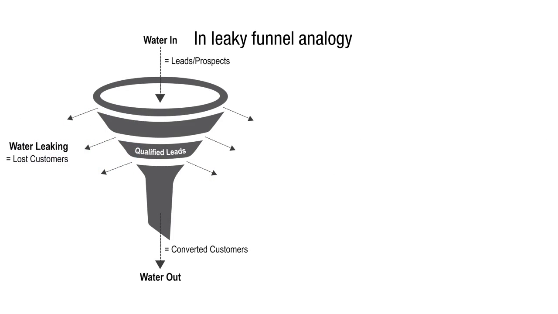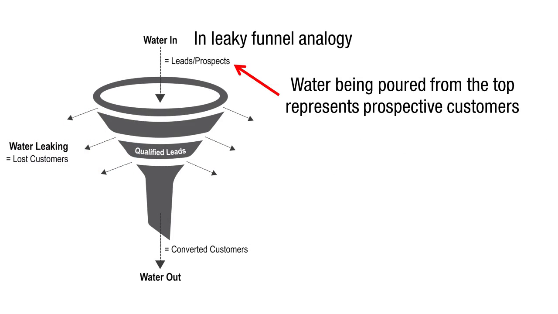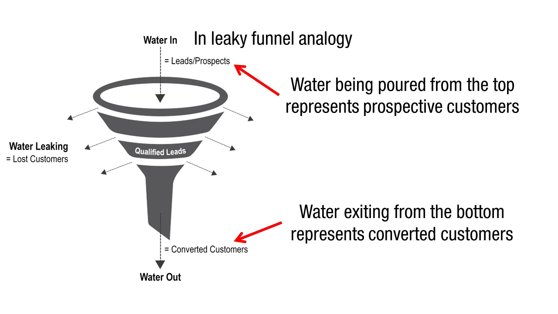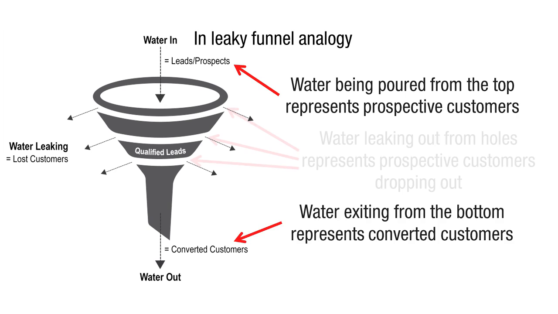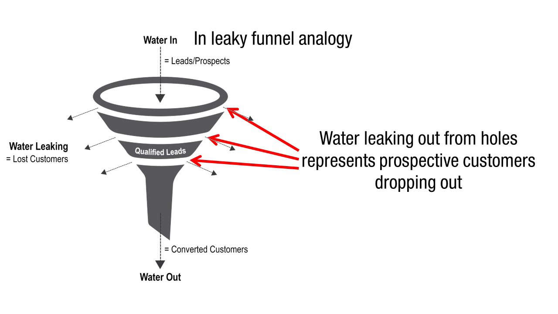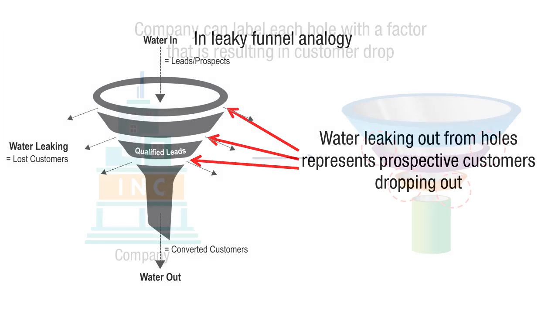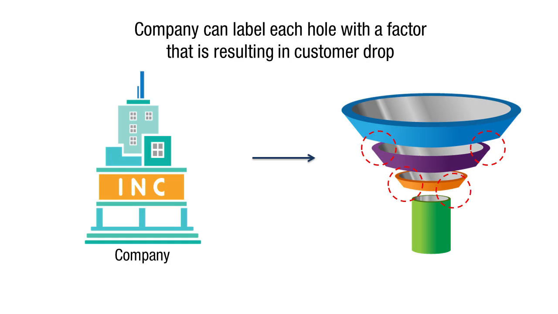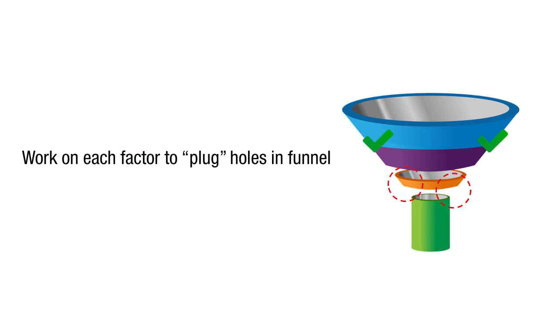In the leaky funnel analogy, the water being poured from the top represents prospective customers, and the water exiting from the bottom represents converted customers. Water leaking out from holes at different levels represents prospective customers dropping out at each step of the conversion hierarchy. A company can label each of the holes with a factor that is resulting in customer drops, and then work on each of those factors to plug the holes in the funnel.